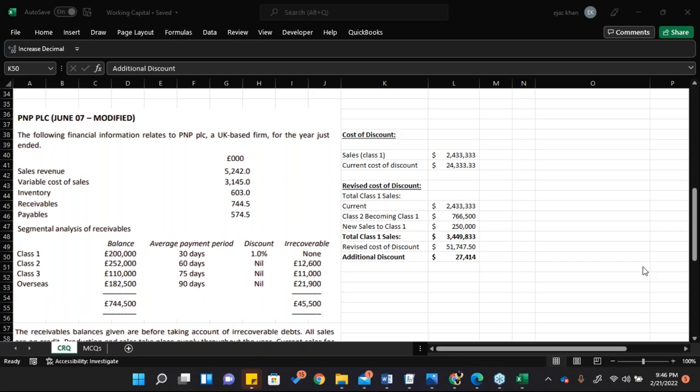Add discount cell reference, please. I didn't get it. What are you saying?